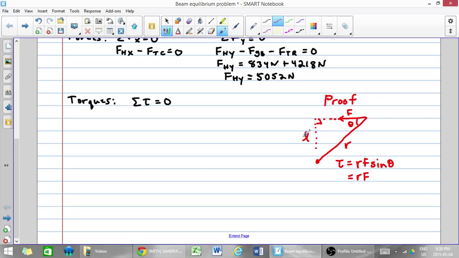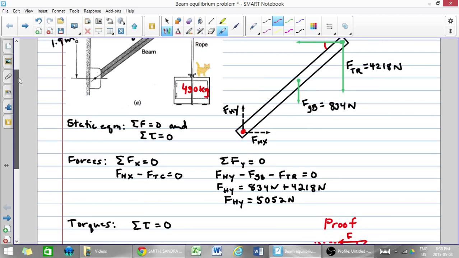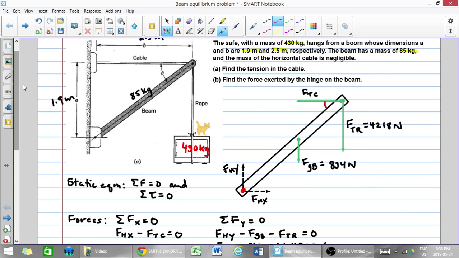But sine theta is opposite over hypotenuse, which is L over R. So canceling the R's, the torque is equal to F times L. So if you continue along the direction of the force and you drop a perpendicular to it from the pivot point, you can just calculate the length of that perpendicular times the magnitude of the force. And that's what I want to do in this case, because we're given the length of that perpendicular is 1.9 meters.